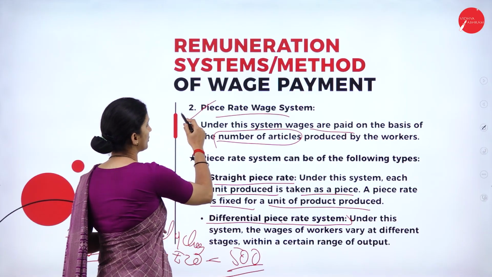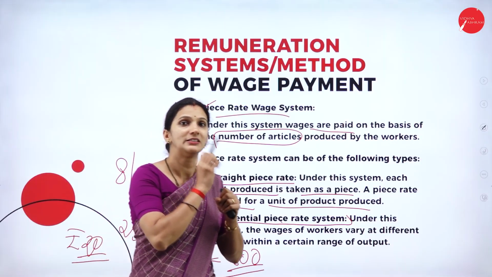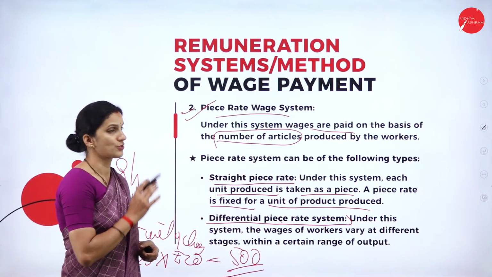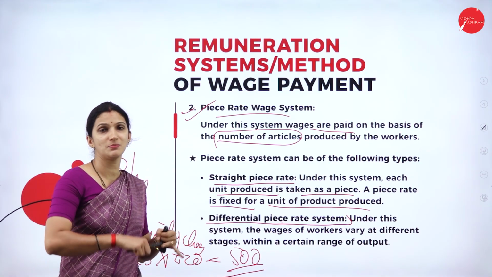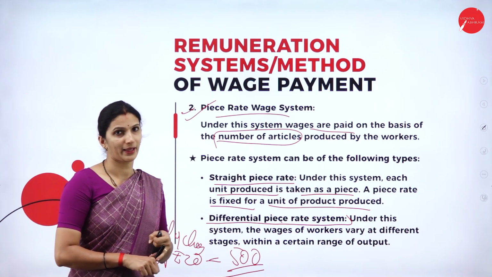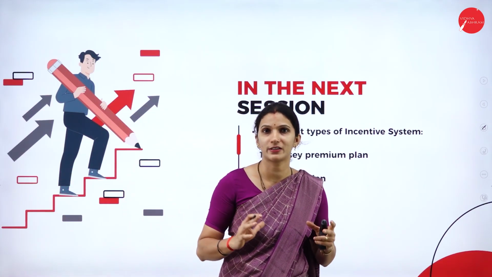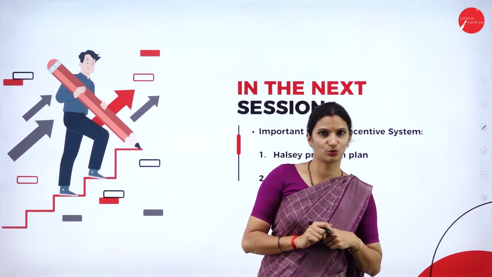This comes under the piece rate wage system, where the payment is based on the number of articles or units produced by the employees. So these are the two methods of wage payment: one is the time rate system, and the other is the piece rate system. This is all about today's session. All the theoretical aspects included in employee cost have been covered in today's session.